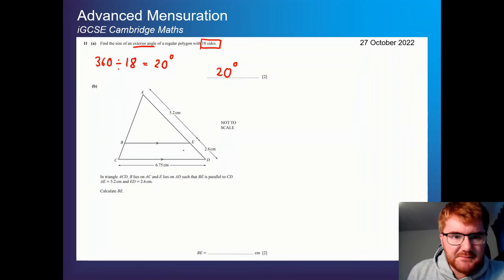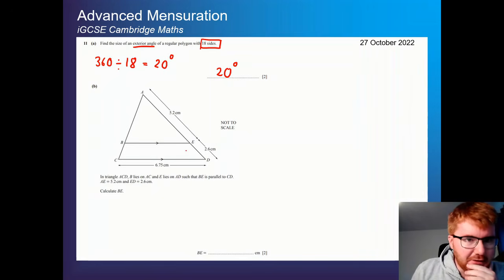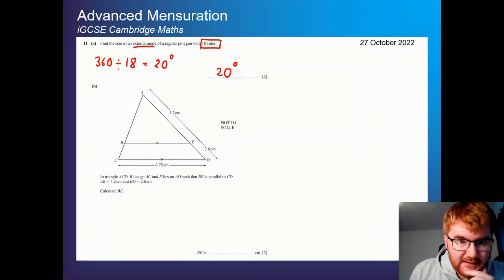Right, and on to some similarity here. Again, this used to be a very common question on Edexcel back in the day. So in triangle ACD, B lies on AC and E lies on AD, and so BE and CD are parallel, so they're in the same proportion. What's going on here? AE is 5.2 and ED is equal to 2.6.